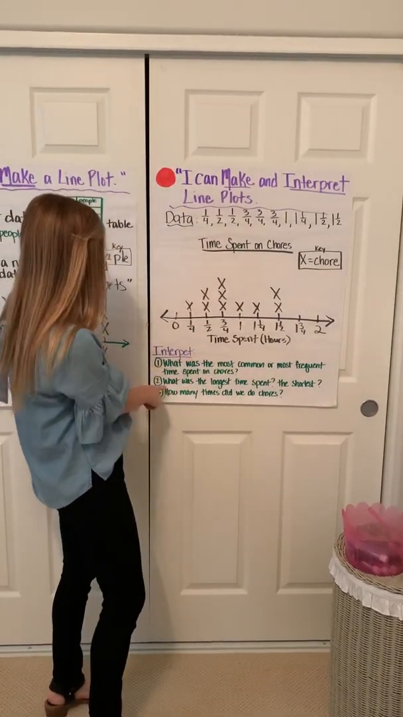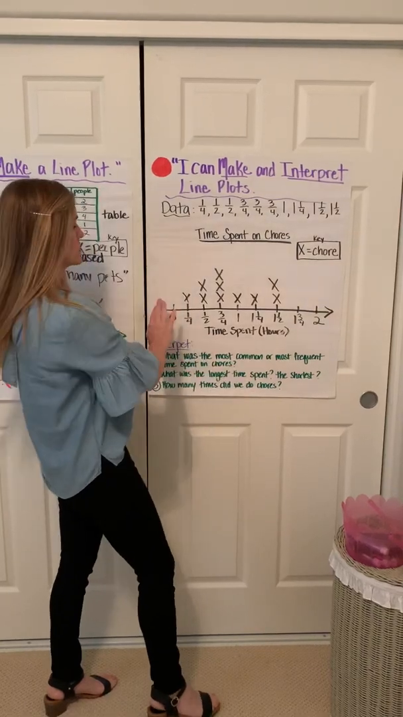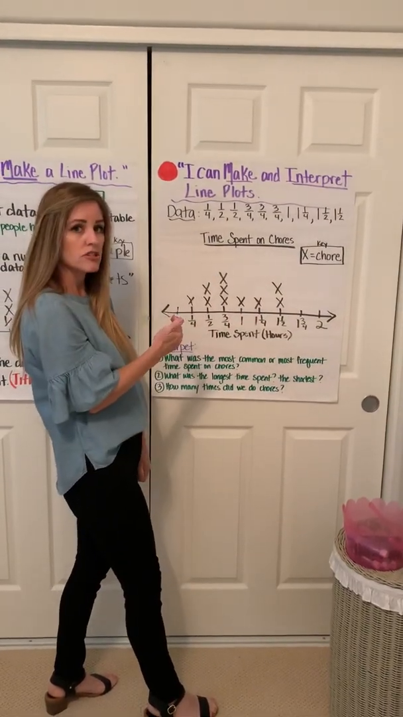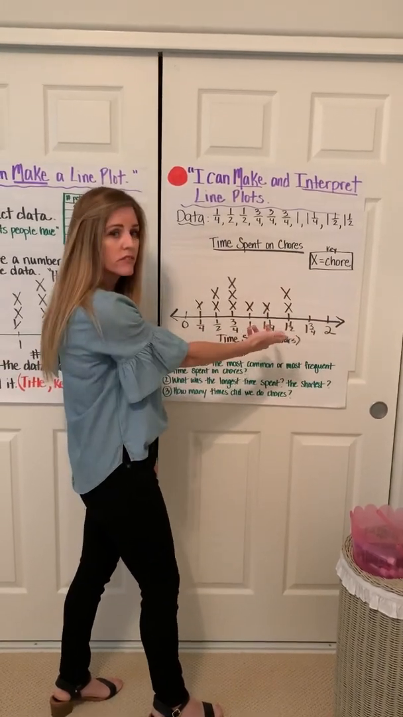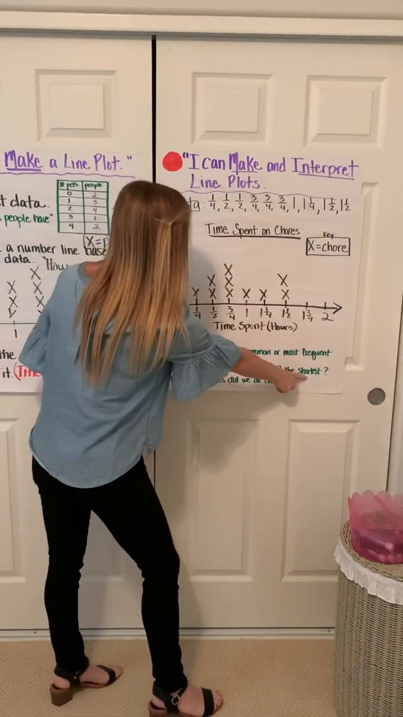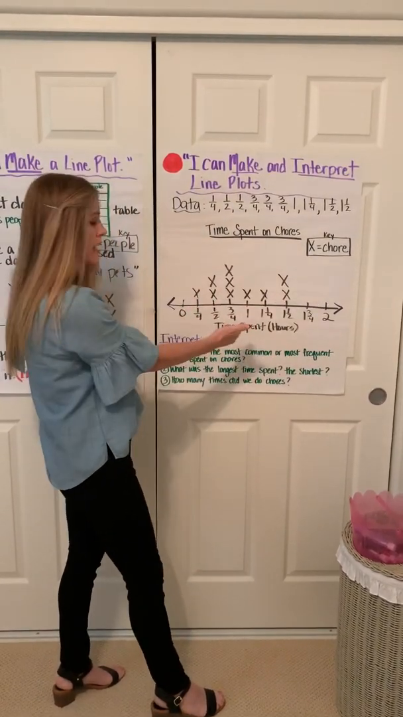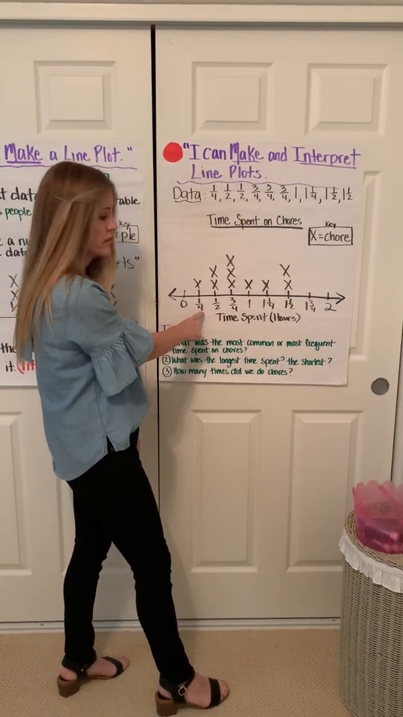For number 2, what was the longest time spent? What was the longest time spent on a chore? 1.5 is the highest piece of data that I have. That's the longest time that I spent. What was the shortest? Again, interpreting the data, 1/4 of an hour was the shortest chore that I had.